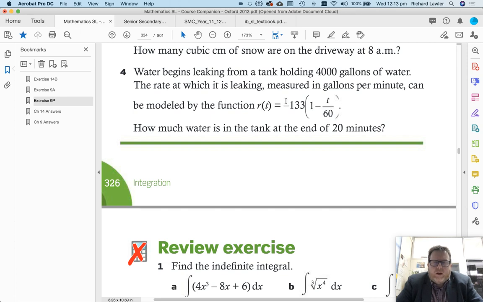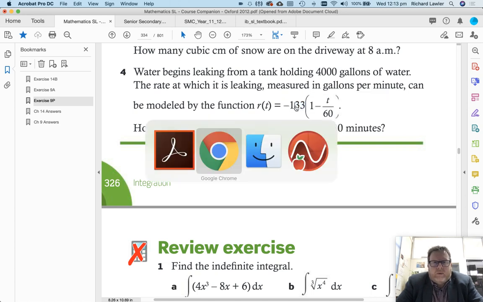I say that because when we're looking at how much water is in the tank, we're going to have to work out the capacity function, which I'm going to call big C of t for capacity. And it's going to have an initial value of 4,000 because that's what it is at the start. And then it's going to lose water over time. But I don't need to subtract anything. I just need to add on the integral of this rate. I need to add it on because the negative is already captured in the rate function.